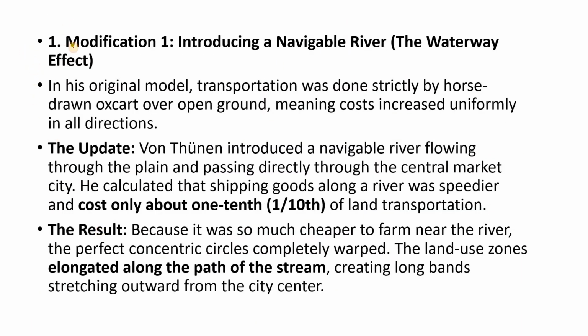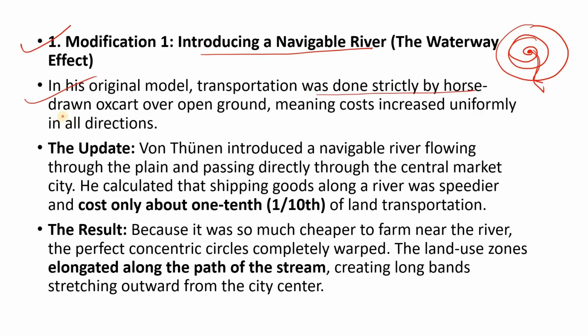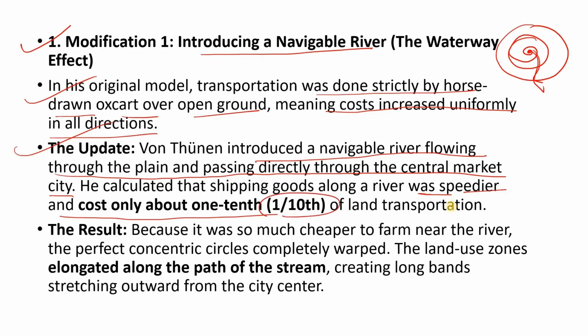And yeah, there is one important information. Von Thünen made a modification to his theory. He introduced a navigable river. He said, suppose here are the rings, and a river passes here, then what will happen? In his original model, transportation was done strictly by horse wagon or ox cart over open ground, meaning cost increased uniformly in all directions. The update was that Von Thünen introduced a navigable river flowing through the plain, passing directly through the central market city. He calculated that shipping goods along a river was speedier and cost only about 1/10 of the land transportation.